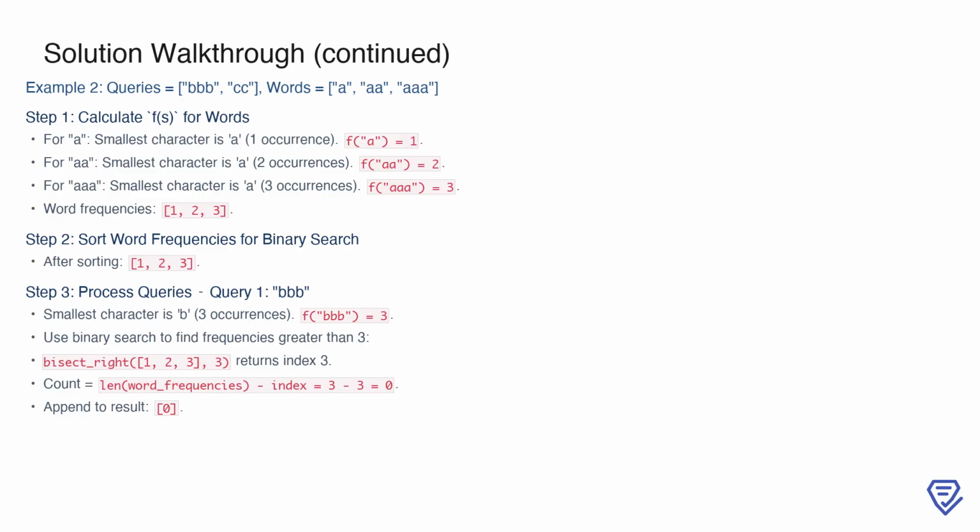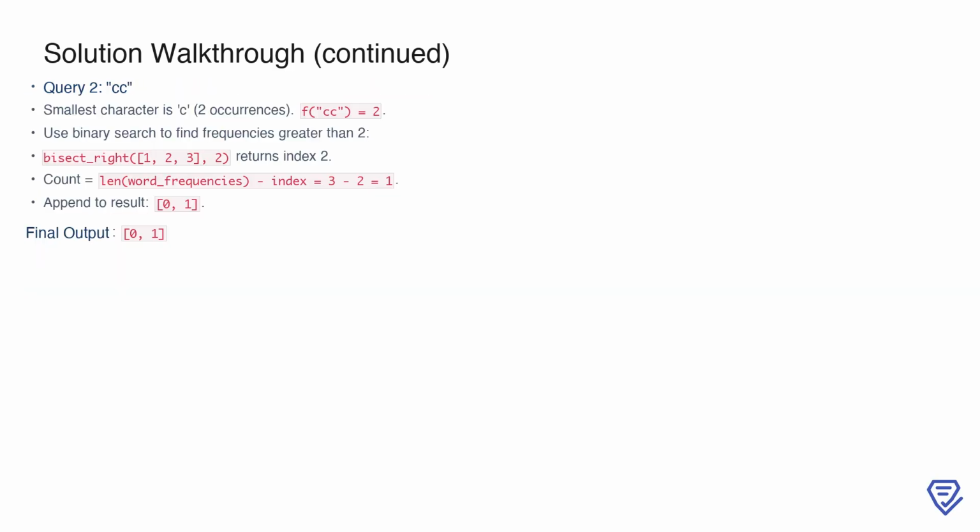For the first query, BBB, the smallest character is B, which appears 3 times. Thus, f(BBB) equals 3. Using binary search, we find how many word frequencies are greater than 3. The bisect_right function on [1, 2, 3] with the value 3 returns an index of 3, meaning no frequencies are greater than 3. The count is calculated as len(word_frequencies) minus index, which equals 0. We append this result, giving us a partial result list of [0]. For the second query, CC, the smallest character is C, which appears 2 times. This gives f(CC) equals 2.